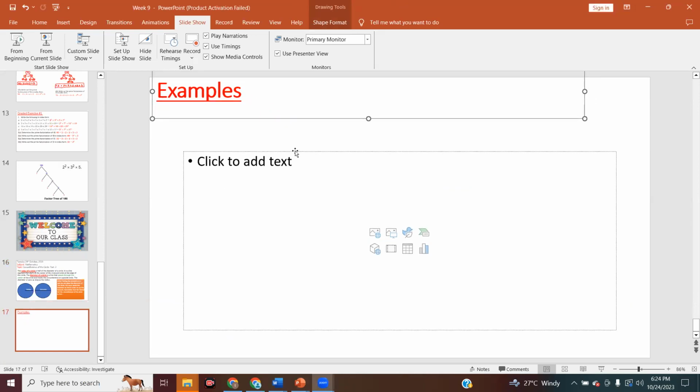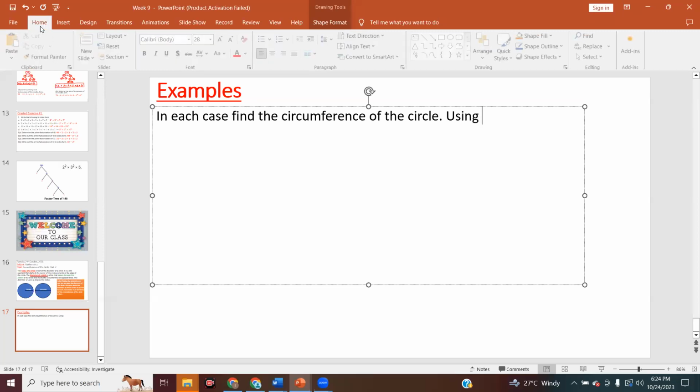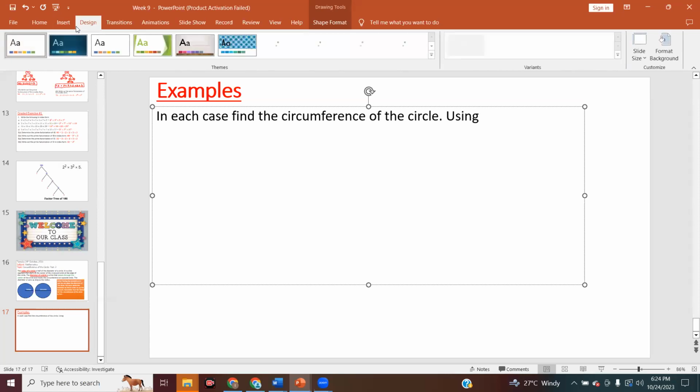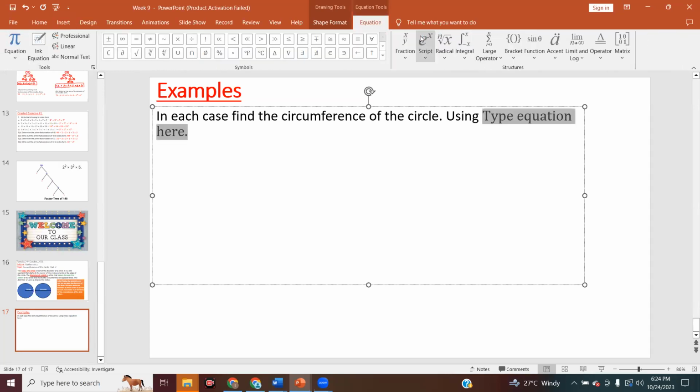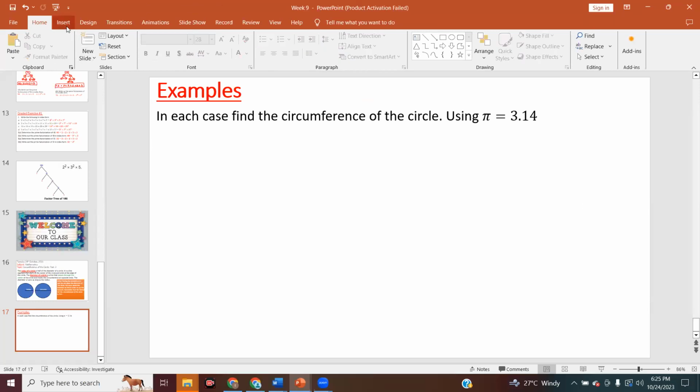So let's do an example wherein we have to divide the diameter by 2. In each case, we want to find the circumference of the circle, using pi as 3.14. In these questions, we only use the approximation for pi, where pi is equal to 3.14.